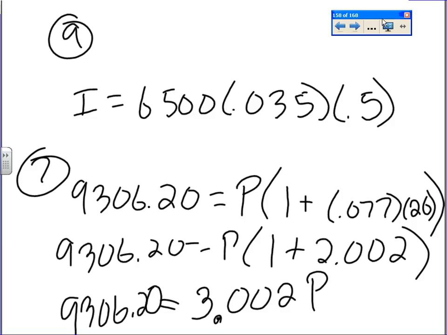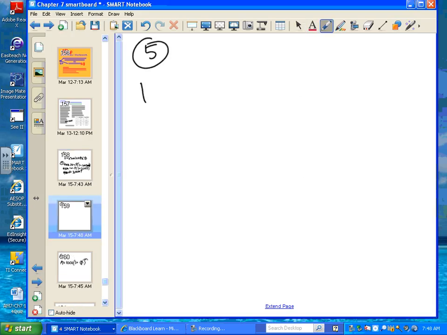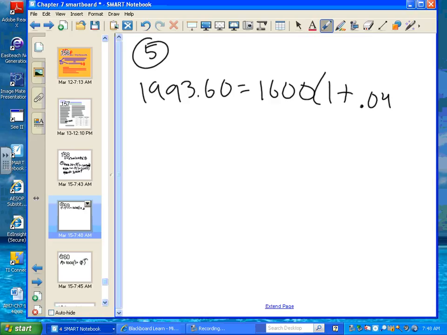Okay, so then the last step should be take 9,306.20 and then divide by 3.002. Are you sure? Okay. Abigail, number 5. Okay, you were looking for years. So number 5, you have the account balance, which is 1993.60, which is equal to principal, and then 1 plus the rate. Remember, only use compound interest if it says that it's compounded annually. If it doesn't say that, use this.